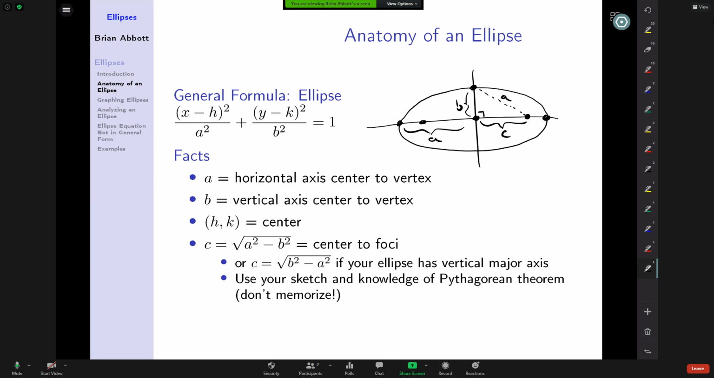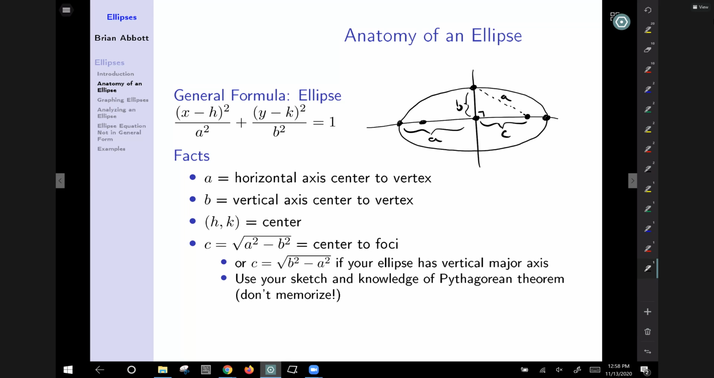So, anatomy of an ellipse. We'll just start out by writing the general formula here: x minus h and y minus k quantities squared, divided by a squared and b squared respectively, sums to 1. That's the general formula of an ellipse, and it turns out these values mean something. If you took just the top of this expression and got rid of the divided by a squared and b squared, you would have the equation of a circle centered at (h, k). So the first thing to notice is it's centered at (h, k).